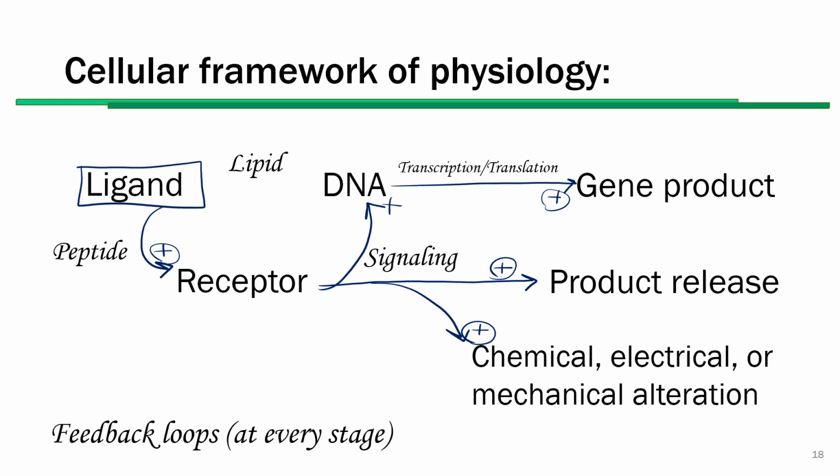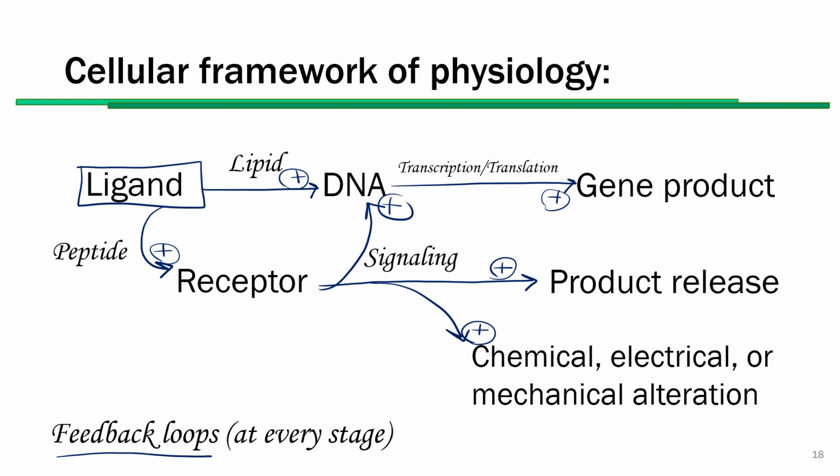There are some ligands that may actually inhibit that, but we'll look at the stimulatory process first. But if that ligand is a lipid, it might bypass that receptor process, go straight to the DNA, and stimulate that transcription and translation process there. There are feedback loops at every stage, and this process, this framework of physiology, is mainly what we're going to look at throughout all of the chapters.